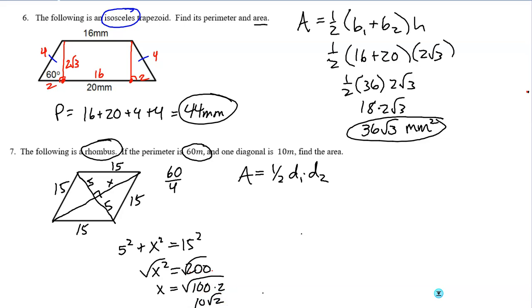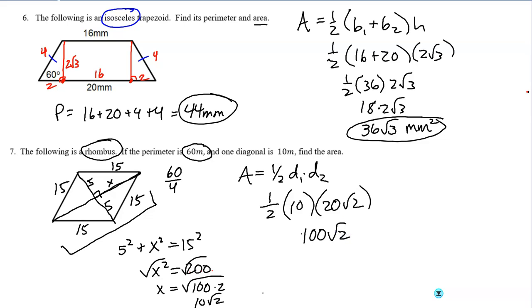But careful, that's just this part of the diagonal. The whole diagonal would be 10 root 2 times 2. So the other diagonal is 20 root 2. So the first diagonal was 10, if you remember. This diagonal ended up being 2 of these, so 20 root 2. Then I can multiply half of 10, which is 5, times 20 root 2, which was 100 root 2.